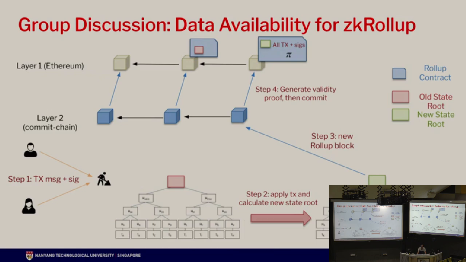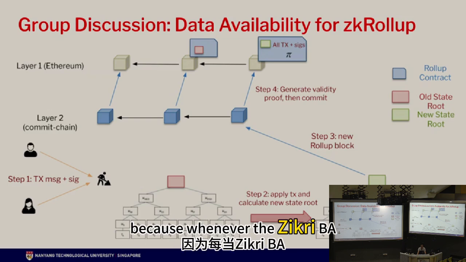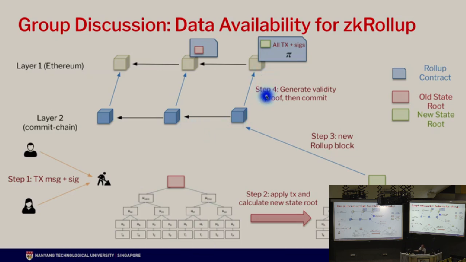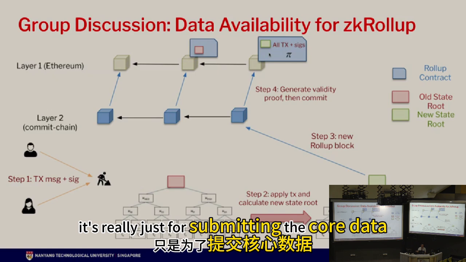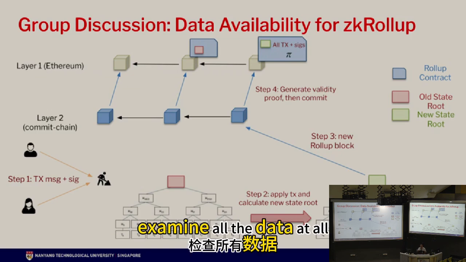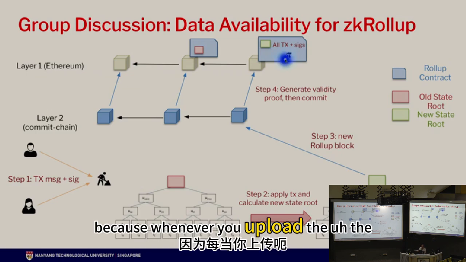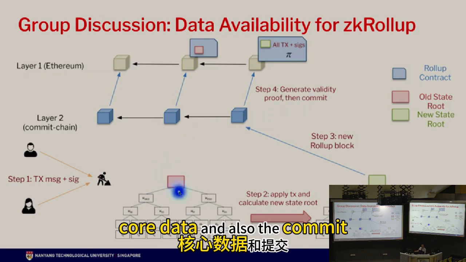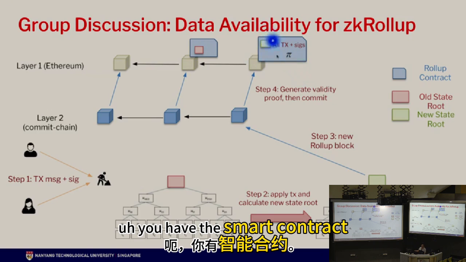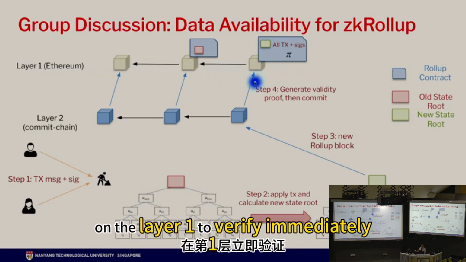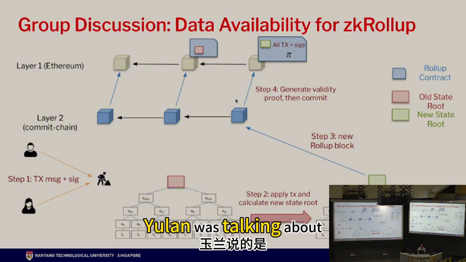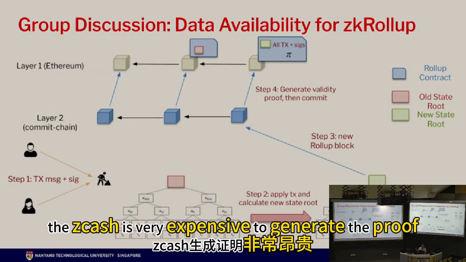For ZK rollup, we don't need to do that, because whenever the ZK rollup submits the call data, it's really just for submitting the call data. There are no fraud-proof validators trying to examine all the data at all, because whenever you upload the call data and also the commit, you have the smart contract verifier on layer 1 to verify immediately.